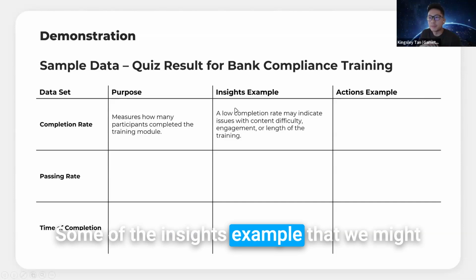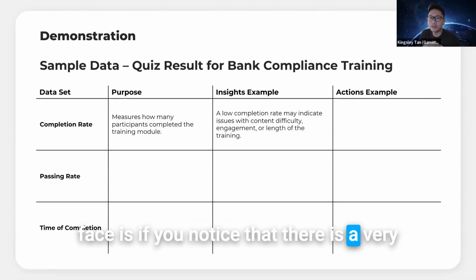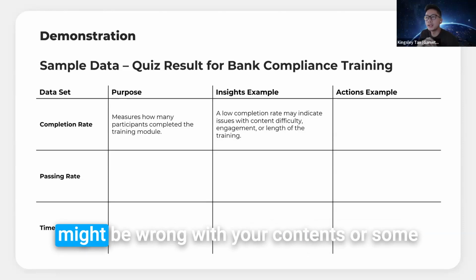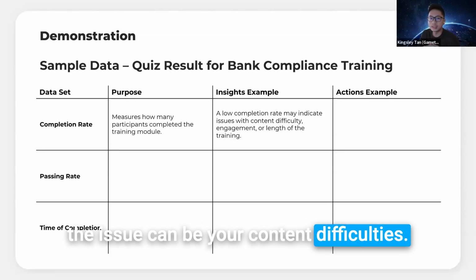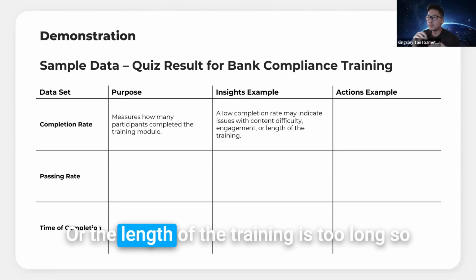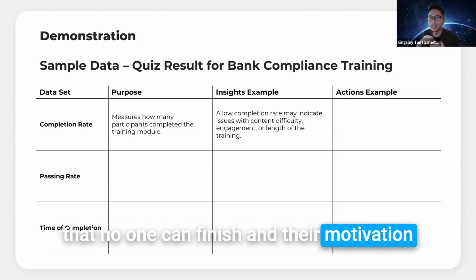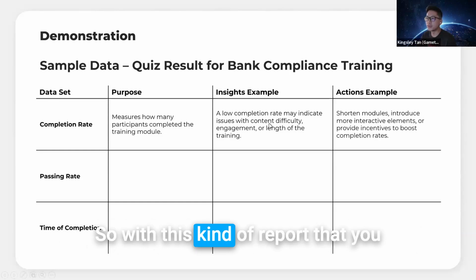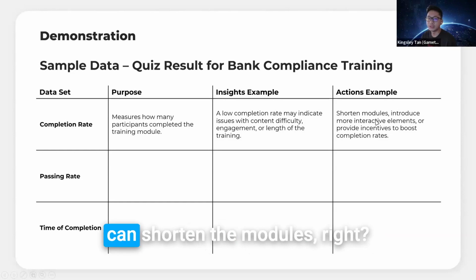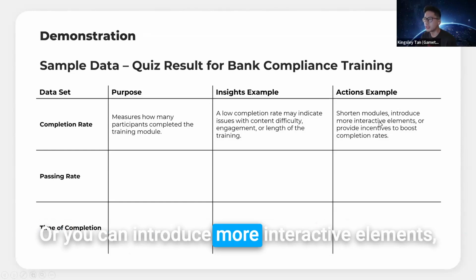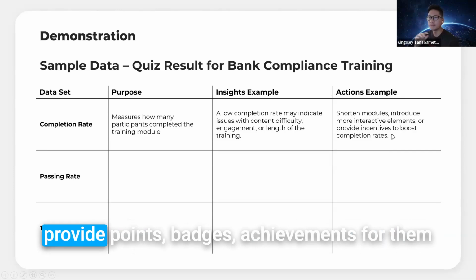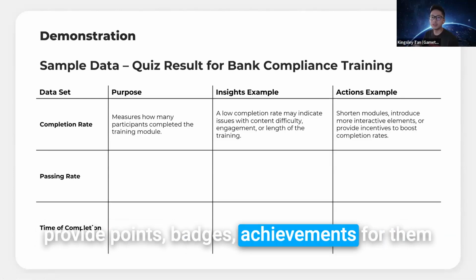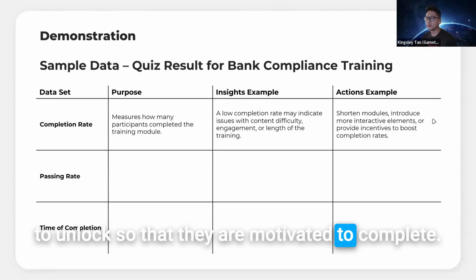An example of the insights that we might face is if you notice a very low completion rate, then something might be wrong with your content. The issue can be your content difficulty, or the length of the training is too long so that no one can finish and their motivation drops during the sessions of training. So with this kind of report, the next step is you can shorten the modules, or you can introduce more interactive elements, or you can provide incentives such as points, badges, and achievements for them to unlock so that they are motivated to complete.